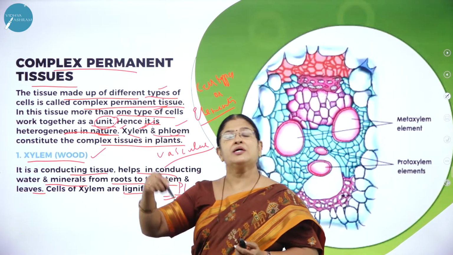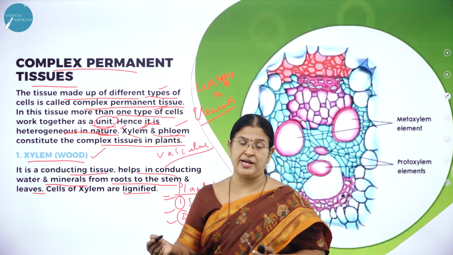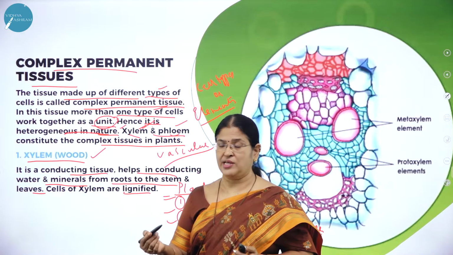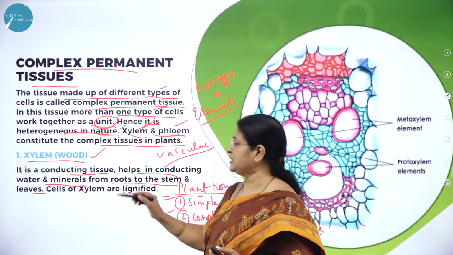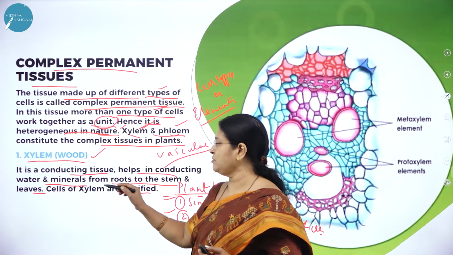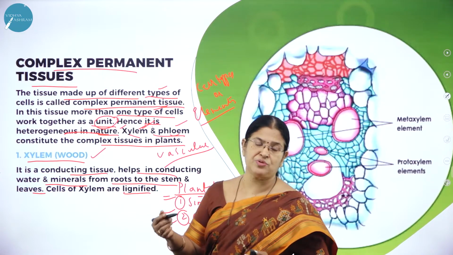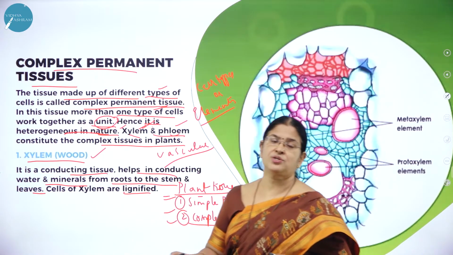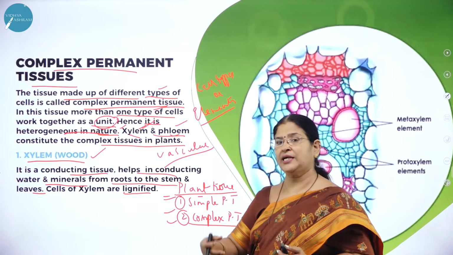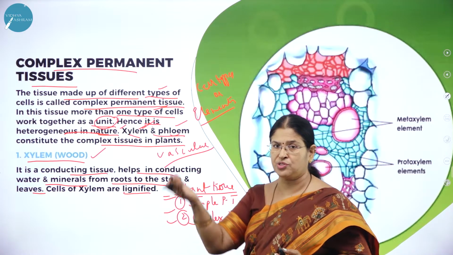It has to conduct water to such great heights. What is the support that is given to it? It is by the lignified cell walls. So it is a conducting tissue. It is a water conducting tissue, helps in conducting water and minerals from roots to stem. As we know, we water the soil. So soil absorbs water and dissolved mineral solids, and that has to be transported from downwards to upwards.